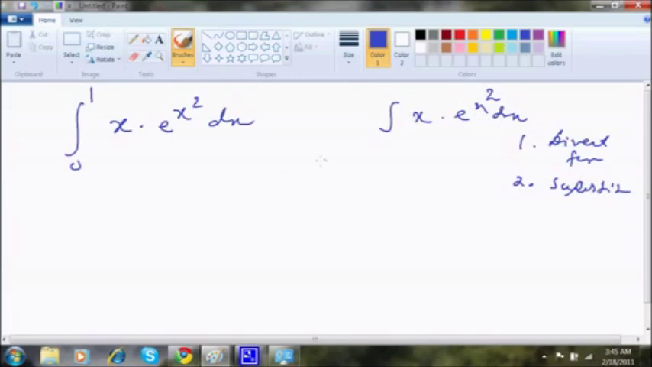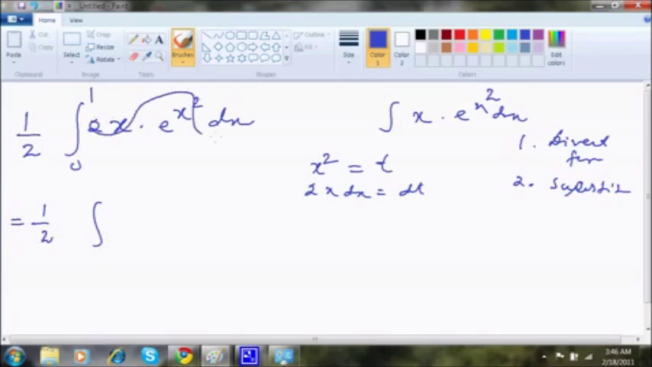So what I'll do is take x² as t, and 2x dx is dt. So I require a 2 here. I'll divide by 2 and multiply by 1 by 2. So that is equal to 1 by 2 times the integration. Let me change the question: 2x dx goes as dt, and e to the power x² is e to the power t, dt.